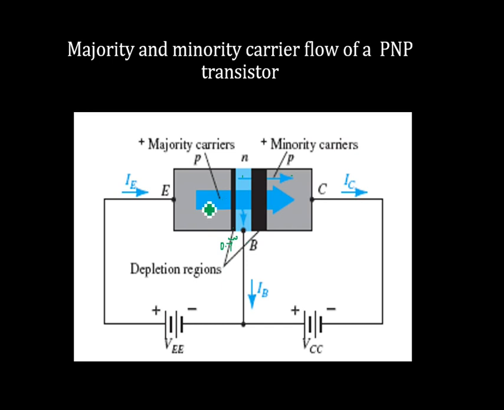And of these majority carriers which are emitted from the emitter region to the base, only a very few of them combine with the minority carriers in the base region. Okay, so this base is very lightly doped. So the base current will be very small, and the rest of them go to the collector region.